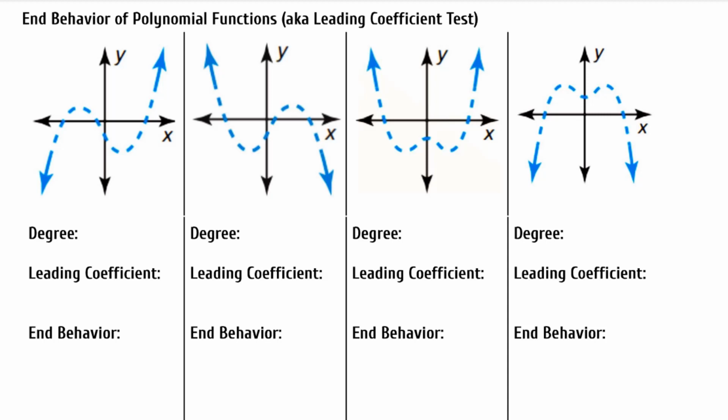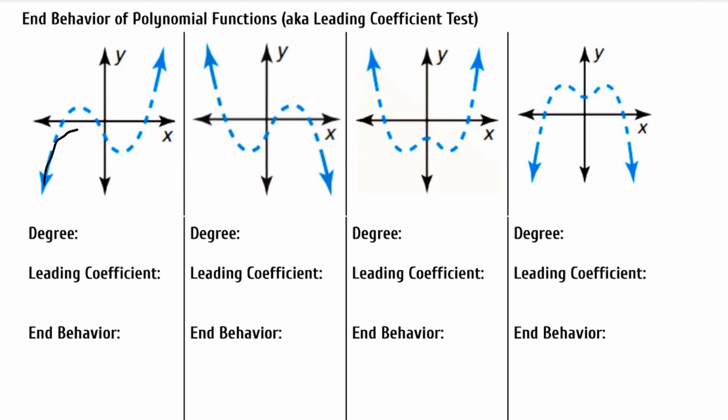Polynomial functions have a pattern for their end behavior depending on whether the degree of this function is odd or even, and whether the leading coefficient is positive or negative. End behavior is literally the behavior at the end of the function.